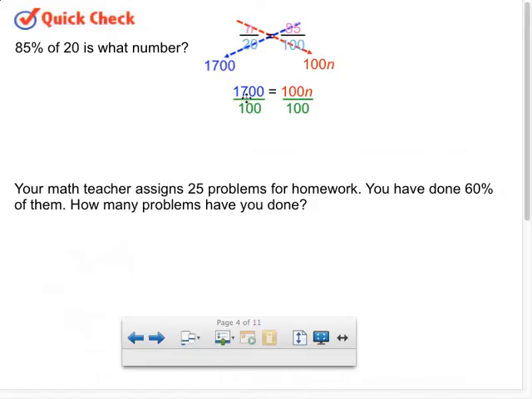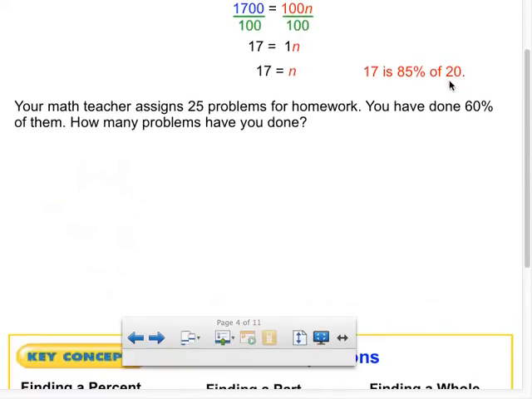So if my decimal is right here, where does it end up? In the middle between the 0 and the 7, right? So 17.00, or it's just 17. Okay, we good? And then 17 equals n. So 17 is 85% of 20. Do you guys understand what we just did? Anybody have a question? Okay, moving along, almost to the end.